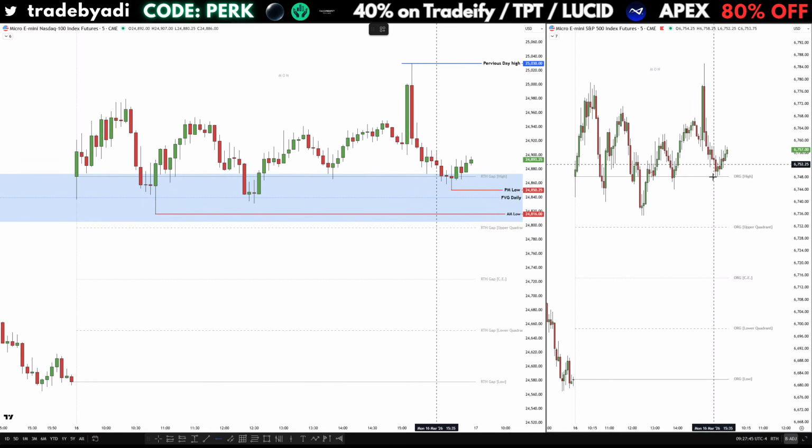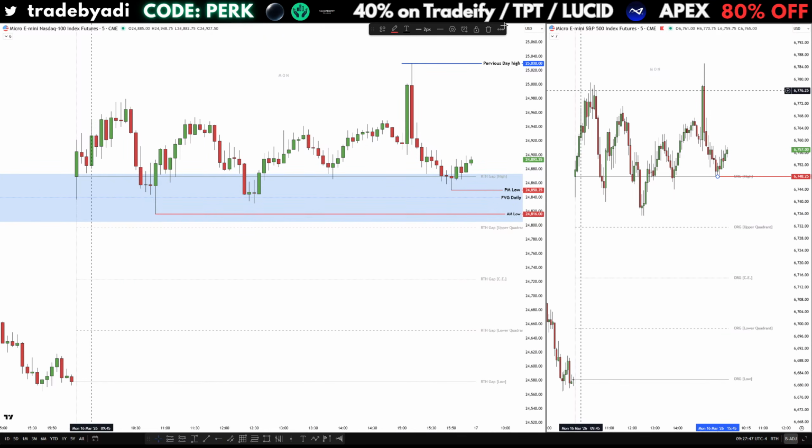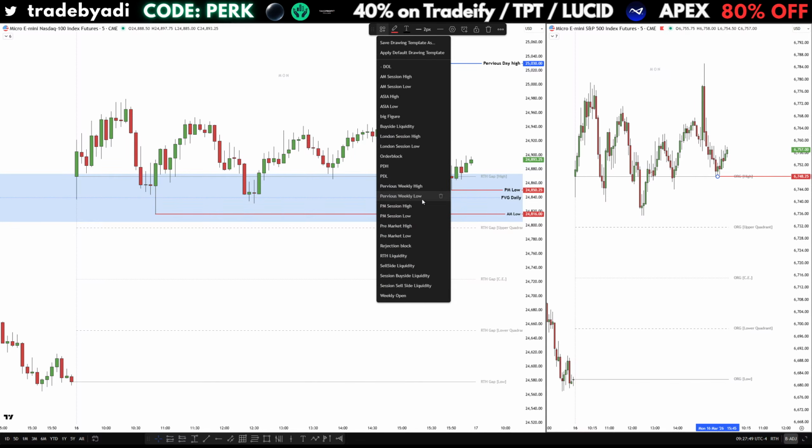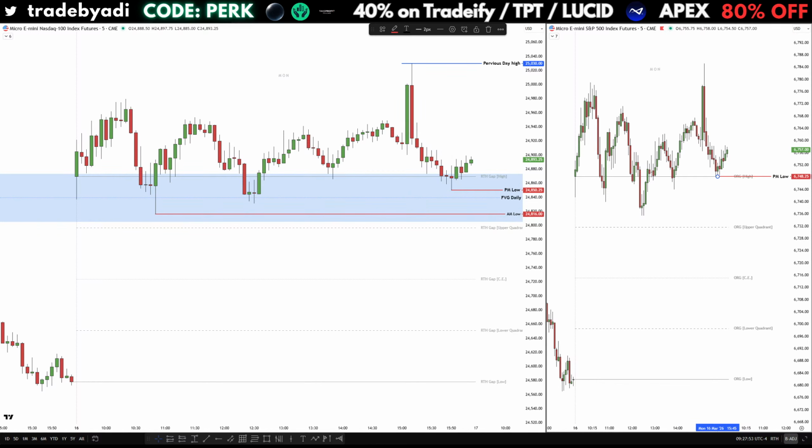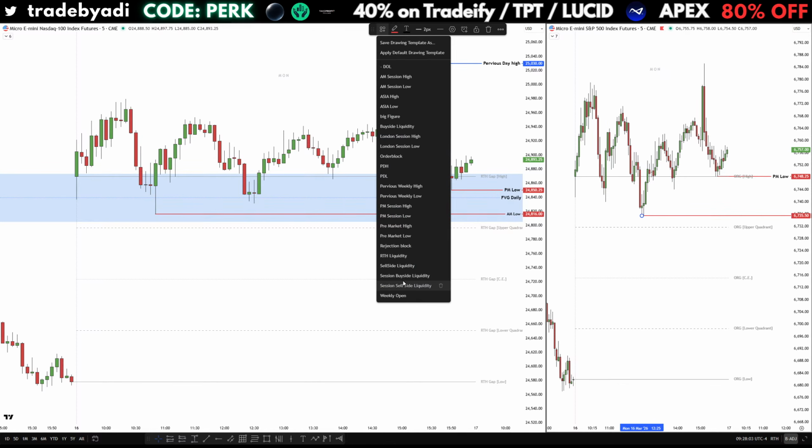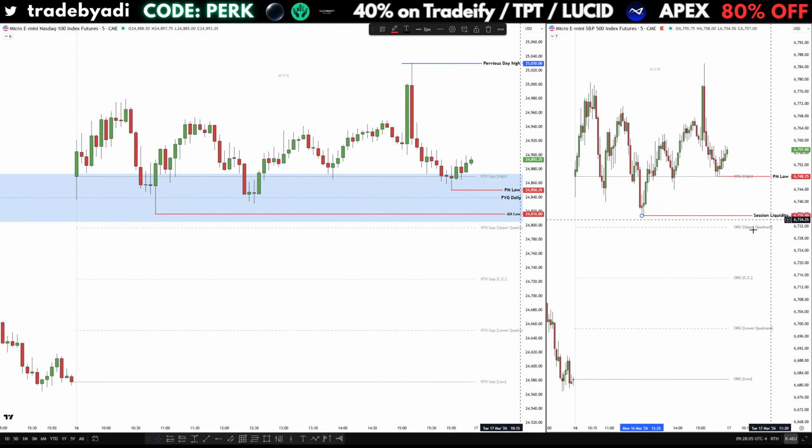I will just mark down the same liquidity areas on ES also: the PM session low and the AM session low. This is the lunch hour low. If you see, the low has been formed at 12:25, so it is the RTH liquidity. This is not a session liquidity.